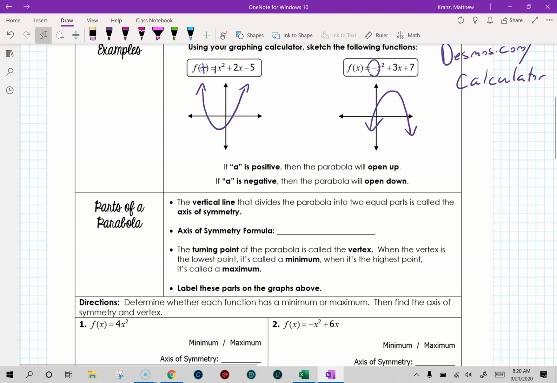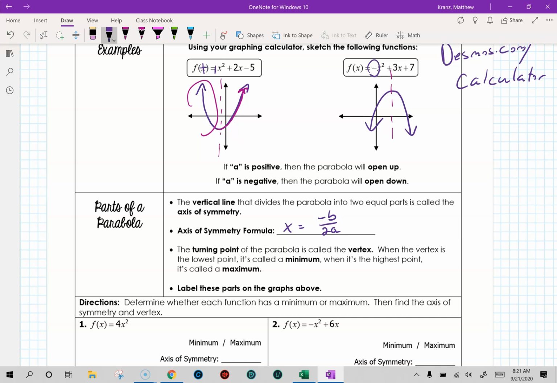The vertical line that divides the parabola into two equal parts is called the axis of symmetry. If I were to draw a line right down the middle of our parabola, it breaks it in half, so that if it folded on itself, if I took this part and folded it over the line, it would match up with the other one. That's called our axis of symmetry. The formula to find the x coordinate of our axis of symmetry is -b over 2a. Some people call this the vertex formula.